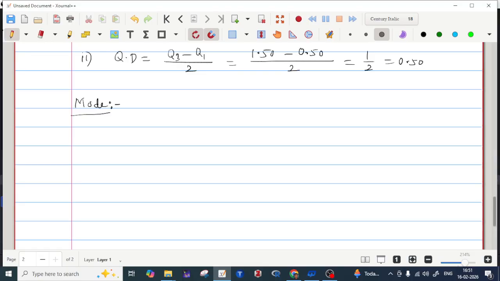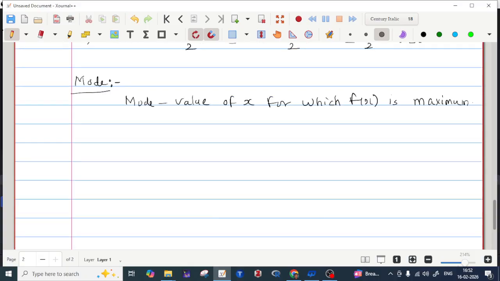And in case of a continuous distribution, mode is that value for which the function is maximum. Mode is that value of x for which f of x is maximum. In 12th standard, we learned how to find the maxima of any given function, so we use the differentiation concept there.